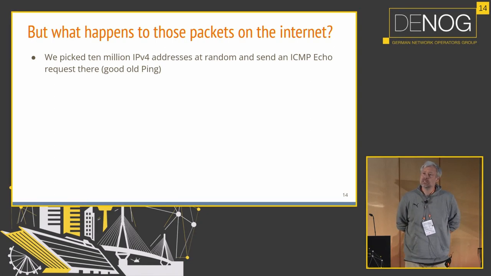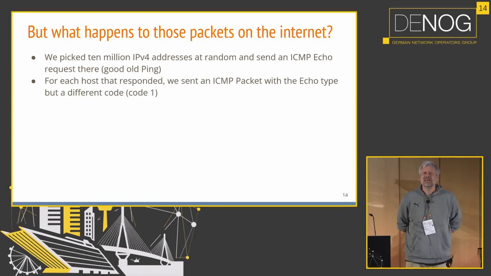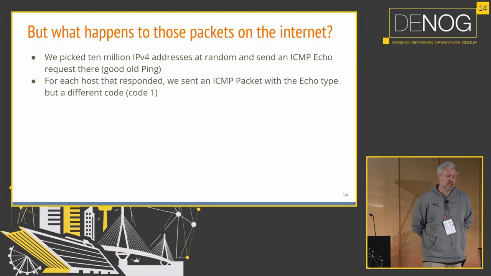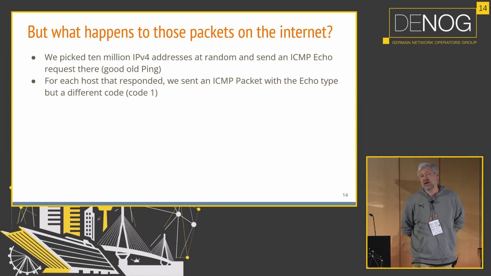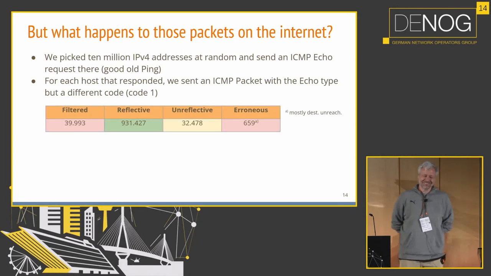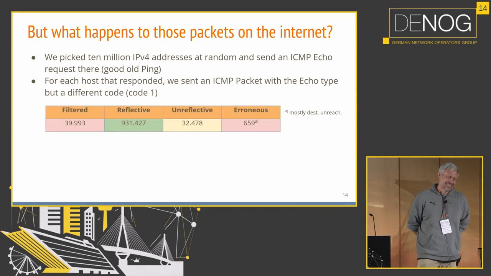And if we get a response, we do something else with them. And we did that because, you know, if this is a host that is online and everything ICMP is filtered, there's no use. It's not an interesting question to answer. Oh, ping is filtered, so everything else is obviously also filtered. So everybody that replied to an ICMP echo also got an ICMP echo type and a code 1 packet right after. So this has not been specified. But how do hosts on the internet react to that? So here's the result. Out of those 10 million, a little more than a million actually answered to our ping.